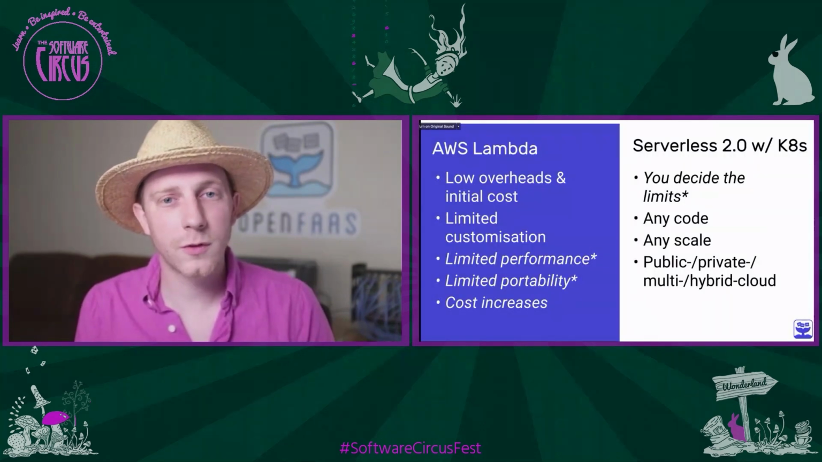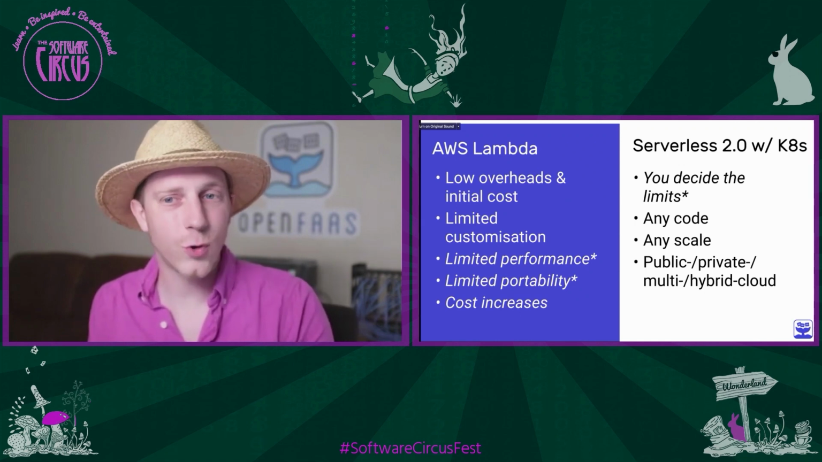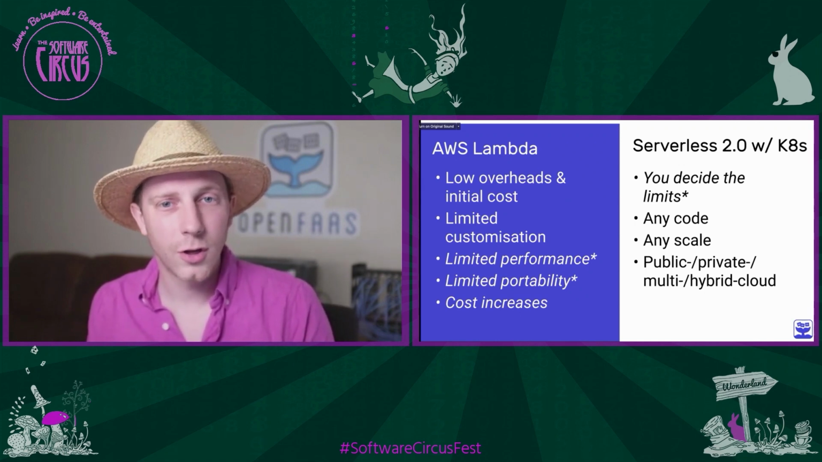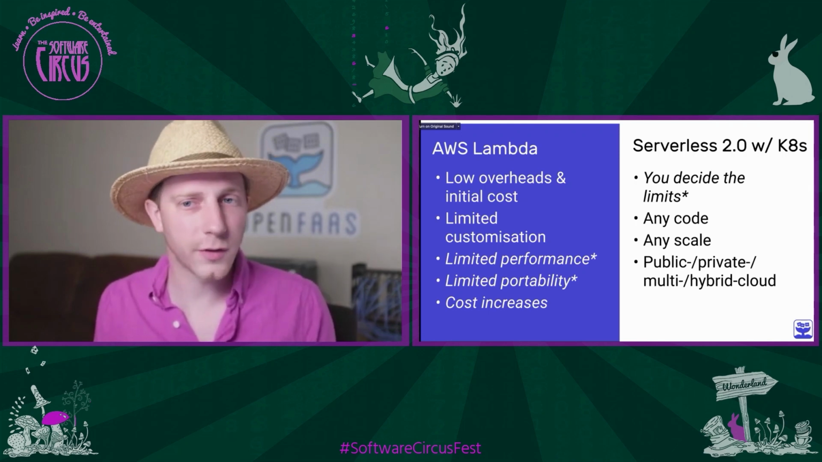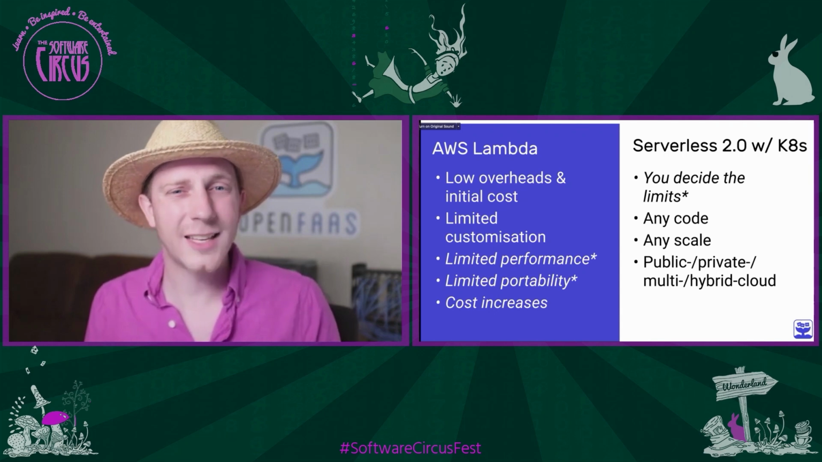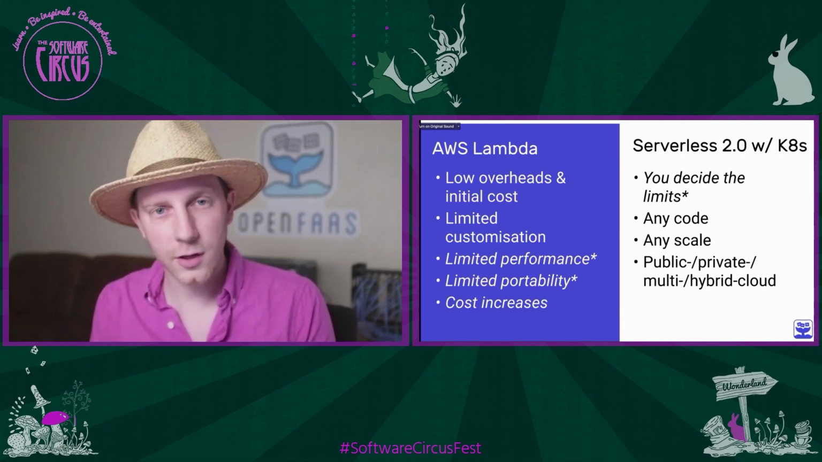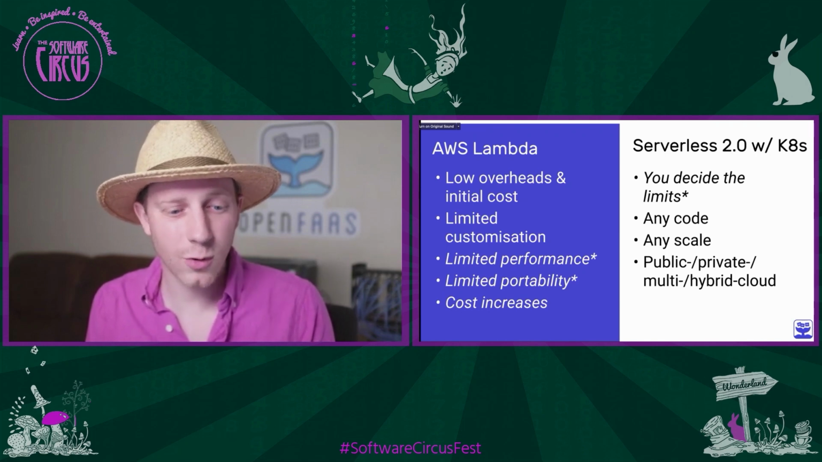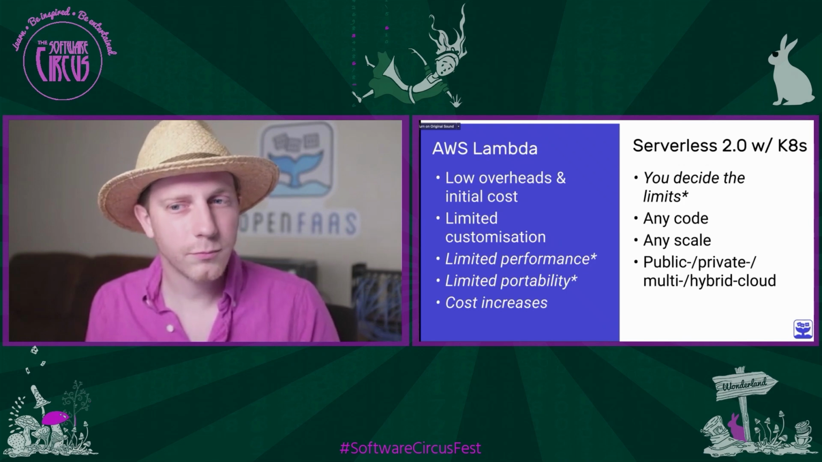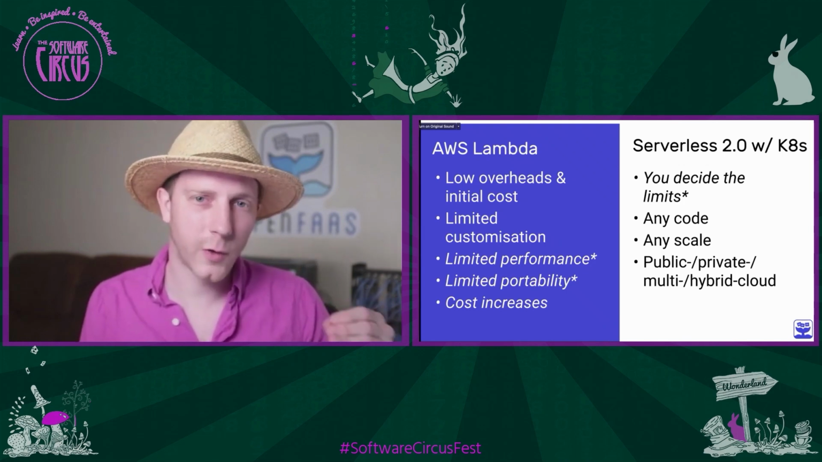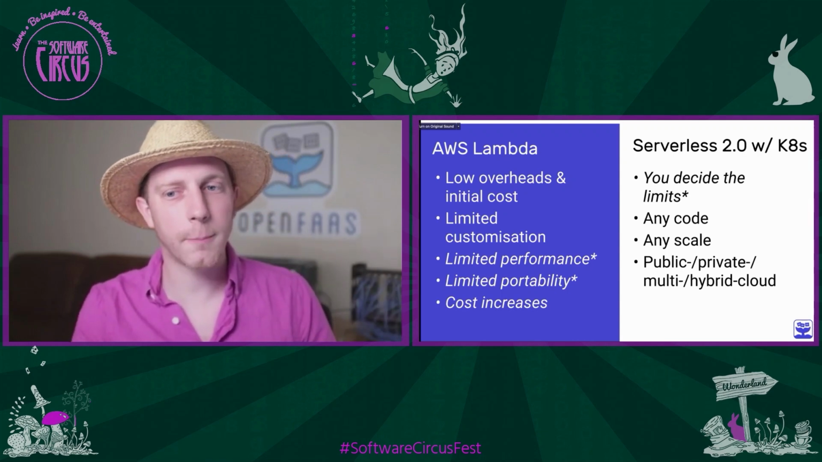But it does come with some drawbacks. Whilst there's that low overhead up front and that initial cost is practically zero, there's very limited customization. It's not well suited for certain use cases. You can't run a database on Amazon Lambda, for instance. Really, it's great for responding to events. It's great for doing stuff like maybe serving a web request. But there's limited performance. At some point, you can't pay them more to get a faster computer. There's a cap on it.